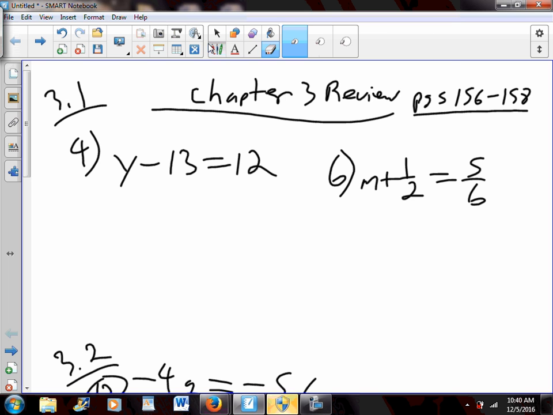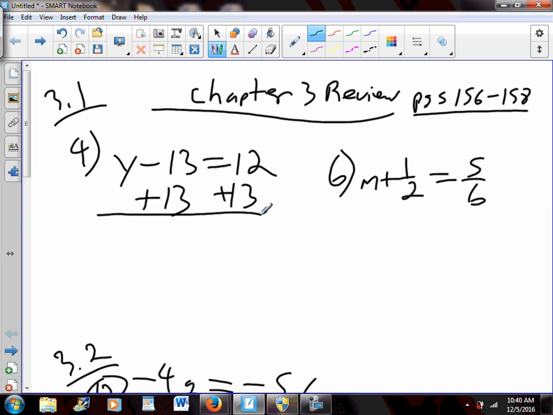One second, my computer's not wanting to work with me. Here we go. Need to add 13 to both sides. So when I do this, that assures that we don't change the overall value of the equation. Remember, if you add or subtract something to one side of the equation, you've got to do the same to the other. And that's going to give us y is equal to 12 plus 13 is 25.